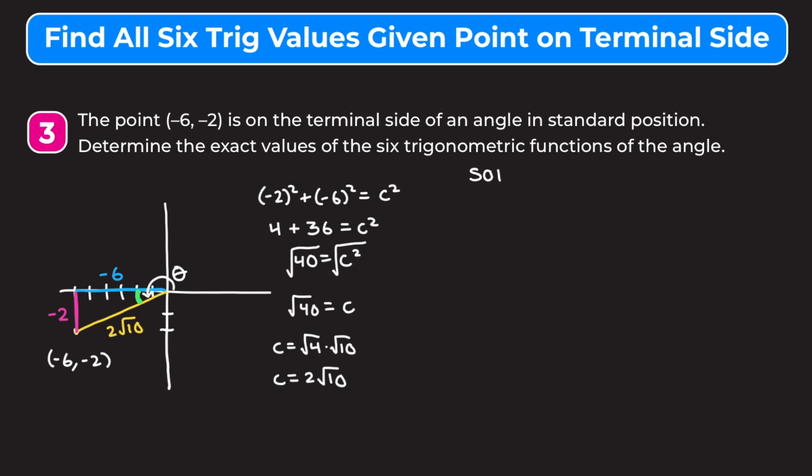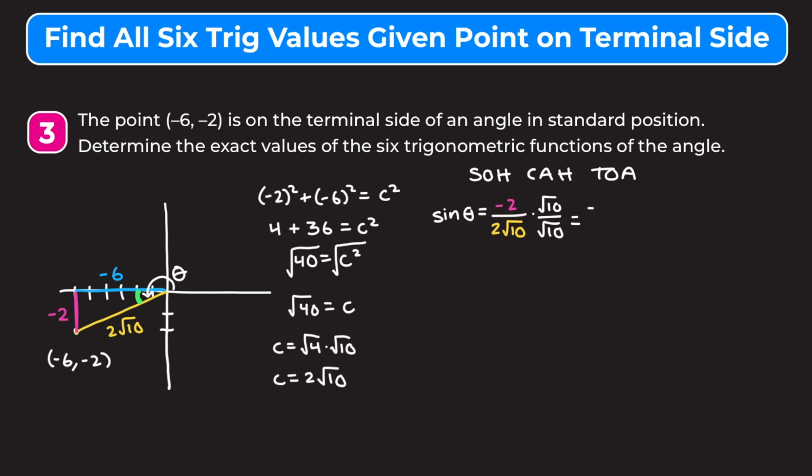So let's write SOHCAHTOA. And we will start with the sine of theta. And remember, we're looking at this little green angle. So we want opposite over hypotenuse. So our opposite is -2. Our hypotenuse is 2 times the square root of 10. And we're going to have to rationalize this denominator. So we're going to multiply the top and bottom of our fraction by the square root of 10.